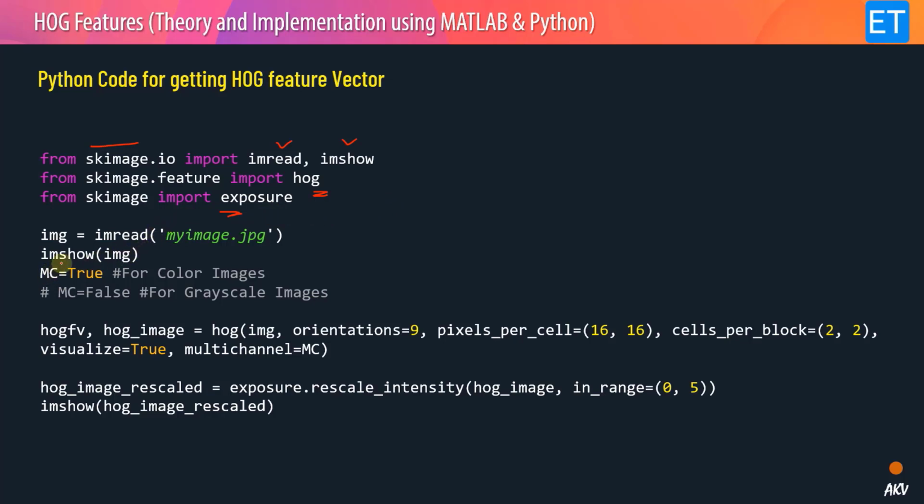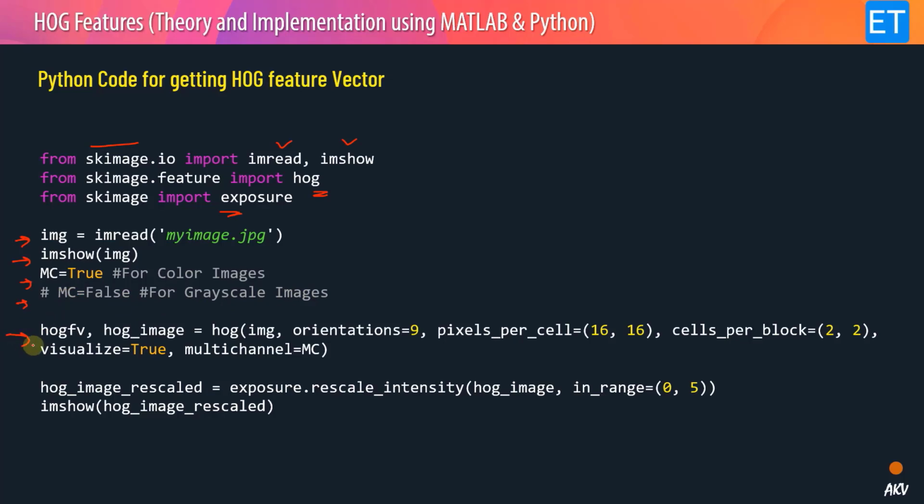Okay, and first in this line I'm reading my input image. So this is the name of your image in your current directory. Then I show the image, that means your image is displayed. And here I have taken one variable, MC, equal to true or false. MC is actually multi-channel. So if you are taking color images as input, then you have to put MC equal to true, I mean multi-channel equal to true. And if your input is a grayscale image, then you have to define MC equal to false.